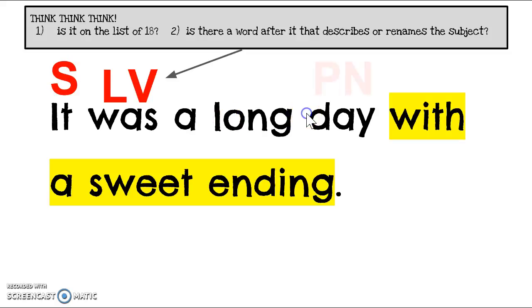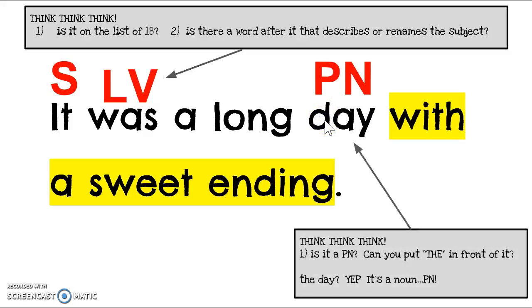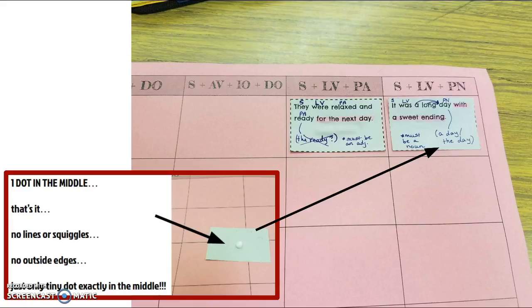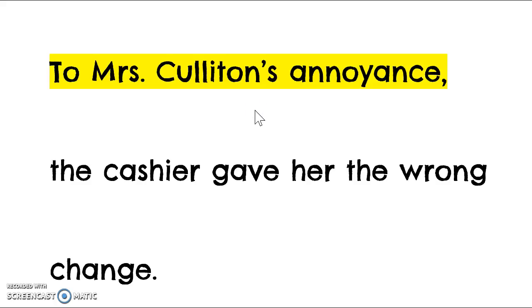It was a day. What kind of day? A long day. Now I want to check and see, is that a predicate noun or adjective? Can I put the in front of day, the day? Yep, then it must be a predicate noun. So if you are working right now on cutting, you're going to cut this one single sentence out. You're going to put one little dot of glue in the middle, and you're going to glue it under the column for predicate noun. All right, go find this sentence.